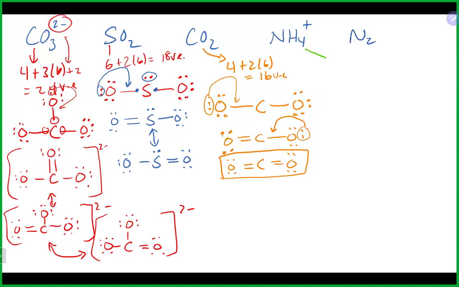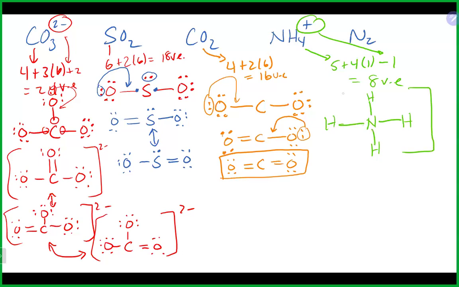Here we have 5 plus 4 times 1 for the hydrogen. I'm going to subtract 1 because of the positive charge. That's going to give me 8 valence electrons in this case. Nitrogen's going to go in the middle because we would never, ever, ever put hydrogen in the middle, right? Because we do not want an X on our paper, right? We're going to do something like that. We're going to go with a single bond to everybody. 2, 4, 6, 8. I'm out of electrons.